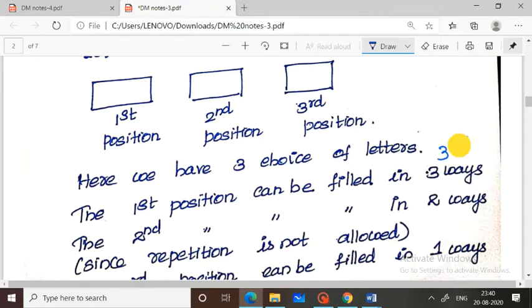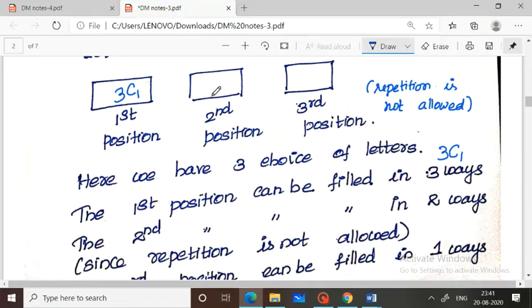That means out of the three you select one of the letters. Remember that the condition here is that repetition is not allowed. So if the repetition is not allowed, then once you fill a column with a single letter, that letter is not repeated again in the further columns. So if I take A, B and C, then I can say the first position can be filled in three ways. That means out of the three I can select one letter.